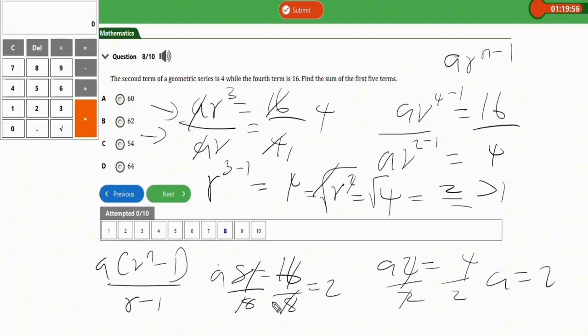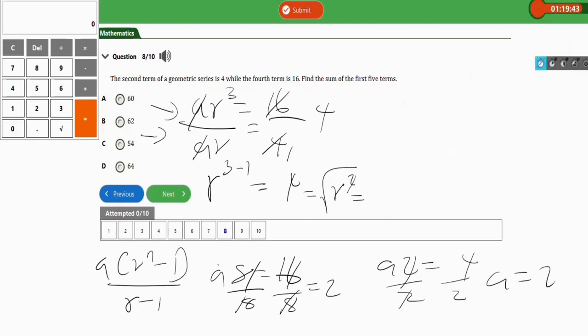Let's go ahead now and find the sum of the first 5 terms. So let me wipe some parts and let's find the sum. Alright, to find the sum, I'm making use of this formula here. So a is 2, in bracket r is also 2, the n is 5, minus 1 over 2 minus 1.